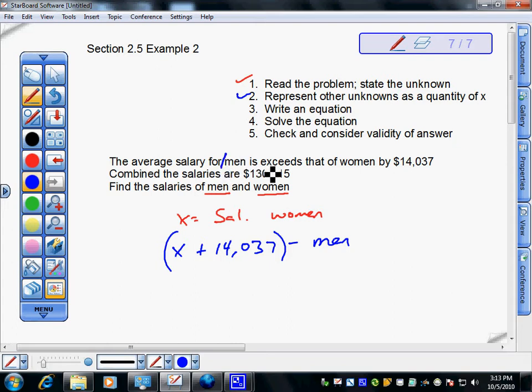Men exceeds that of women by this amount. So that's the men's salary and that's the women's salary. I don't have to have another variable. There it is. What does it then tell me next? Combined, their salaries are this. Well, that's part of the right equation piece, isn't it?